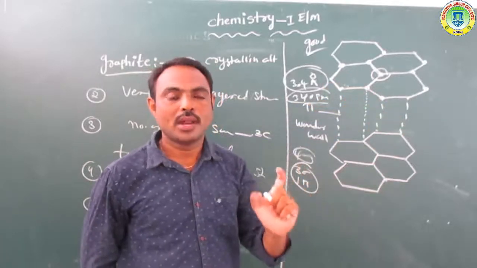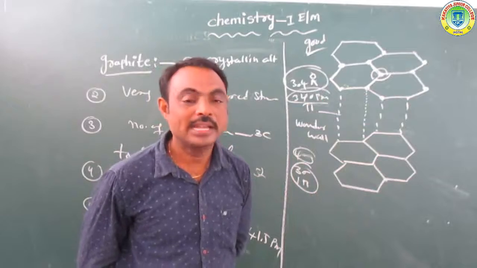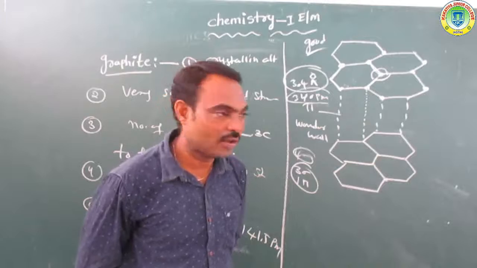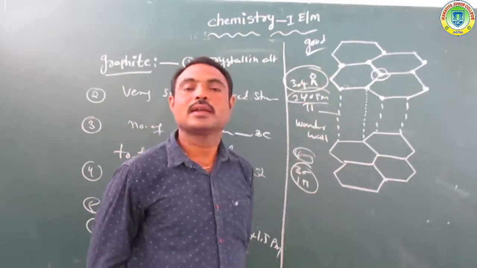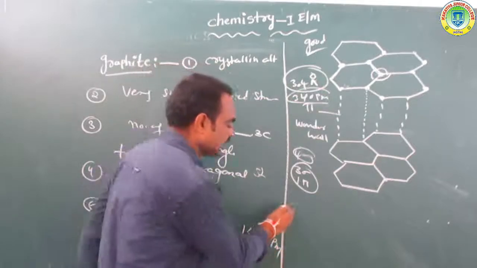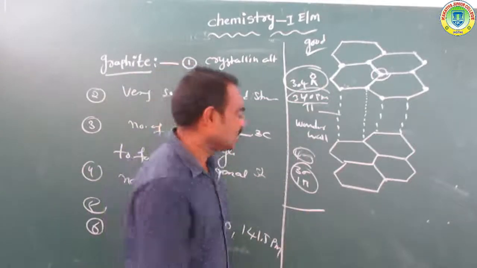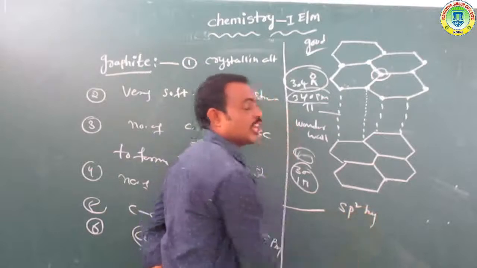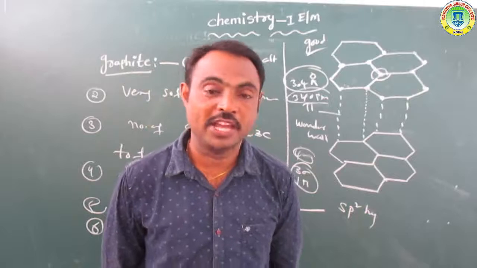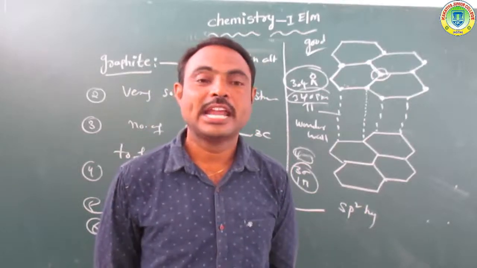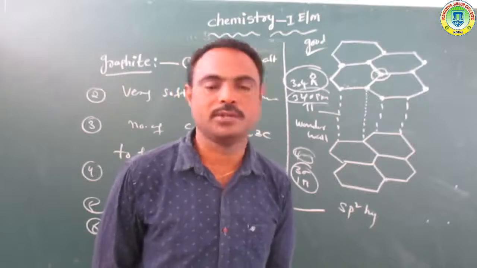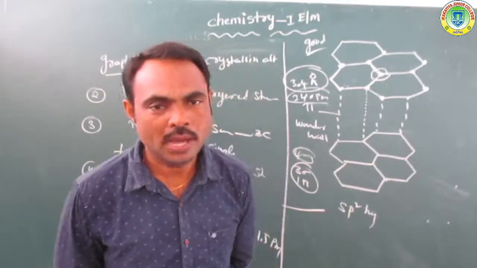So overall it is of slippery nature and it contains weak van der Waals forces. It is a good conductor. At the same time, graphite has sp2 hybridization. Diamond has which hybridization? sp3 hybridization. But graphite has sp2 hybridization.